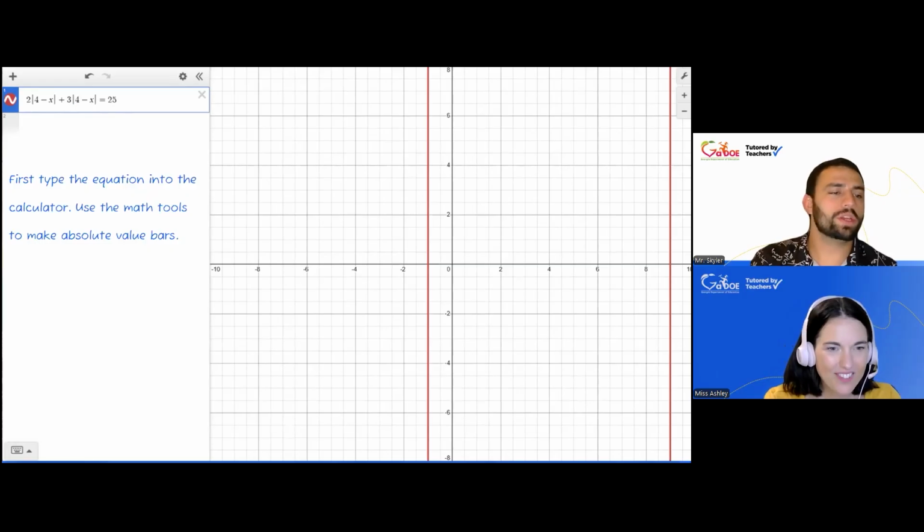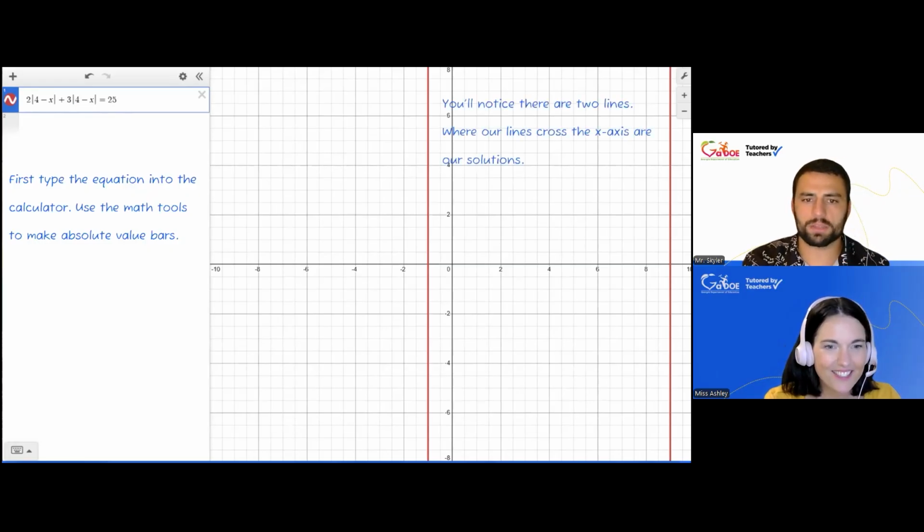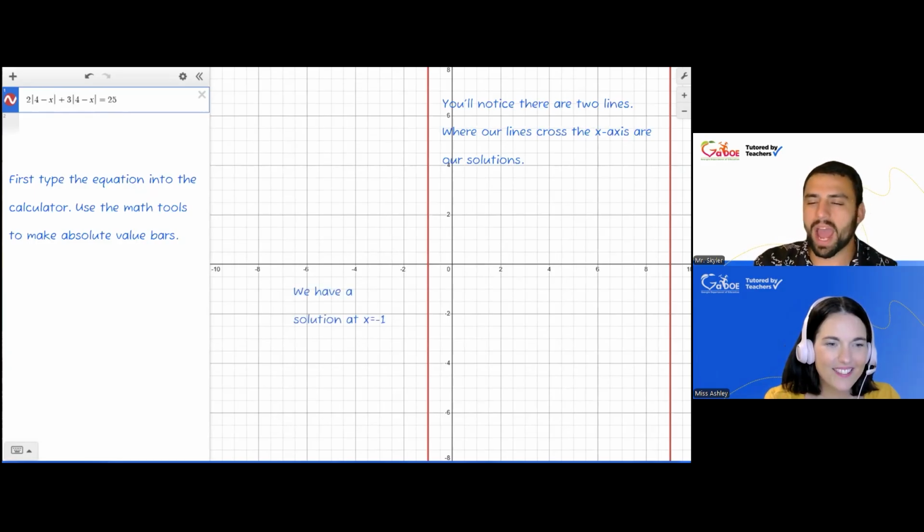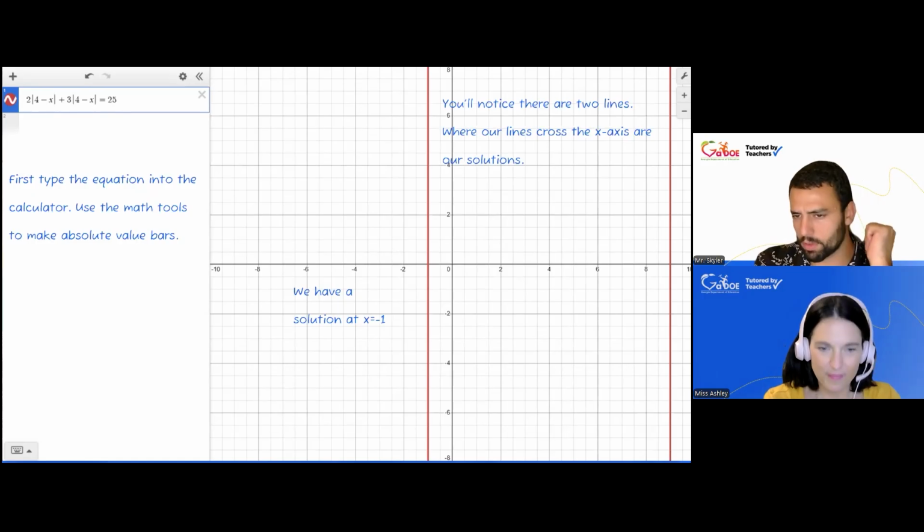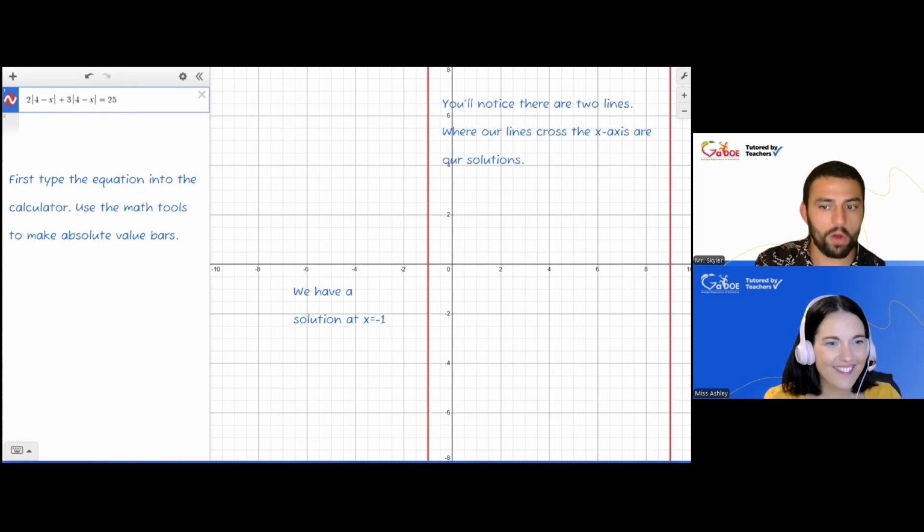So we type it in. We use the math tools to type in those absolute value bars. And you're going to notice we got some lines pop up. Now, those lines cross our x-axis, and where they cross our x-axis are our solutions. Now, we got to be extra careful because we don't have a dot we can click when we type these ones in. Now, there is a way, if you knew how to graph your other lines, your y equals 0, maybe you're real smart, maybe you can find those intersections. That's a little bit of homework for my kids that are good with the calculator.